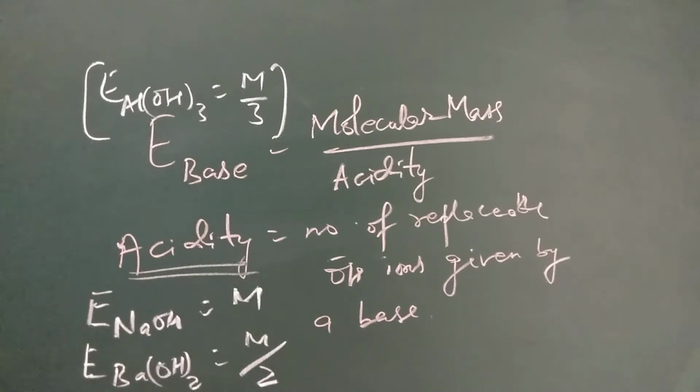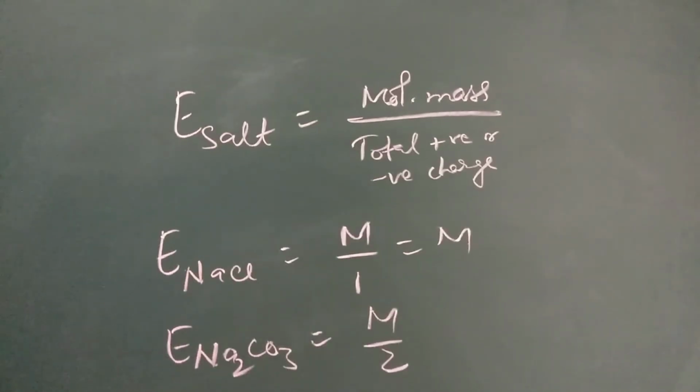So the equivalent weight of NaOH is M, the equivalent weight of barium hydroxide is M by 2, and the equivalent weight of aluminum hydroxide is M by 3. Now let's see the equivalent weight of salt.